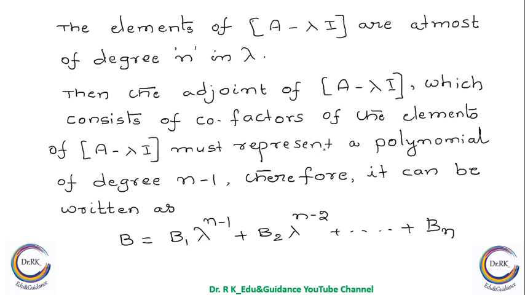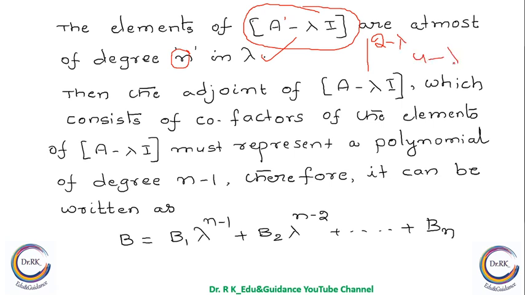Next question. This is one of the important and sometimes confusing steps also. If we take the elements of the matrix A minus lambda I, the entries are at most of degree 1 in lambda, actually not n, at most of degree 1 in lambda. Now if we take the adjoint of this, what we mean to say is, if we have seen the first one, it is 2 minus lambda, right? Here it is something like 4 minus lambda, right?